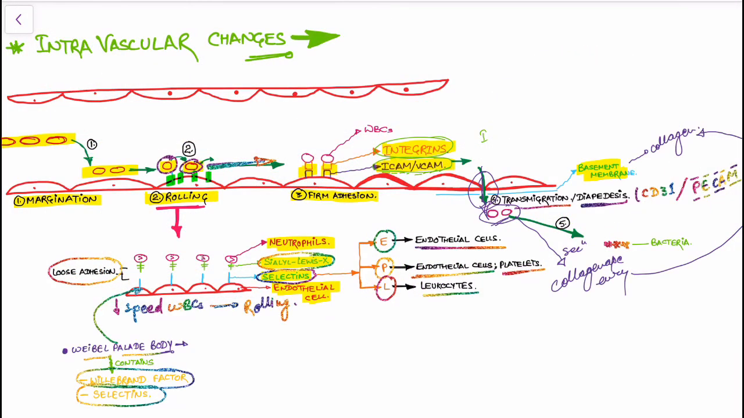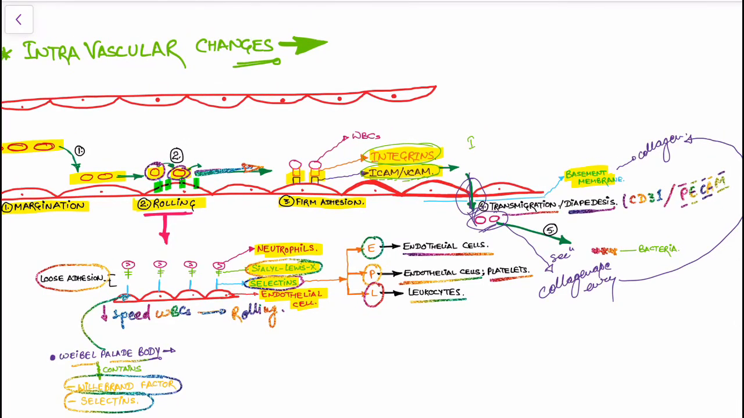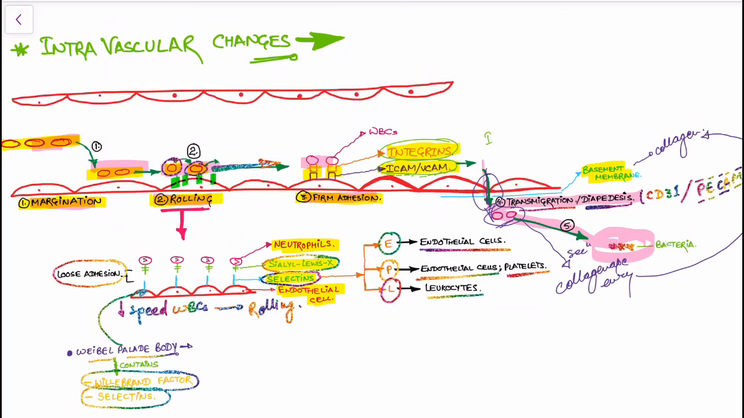And here, friends, we can correlate clinically: if any process among margination, rolling, firm adhesion and transmigration or diapedesis is not occurring properly, the patient has recurrent and repeated attacks of infection. Why? Because these neutrophils can't reach the bacteria, and they can't kill the bacteria. So that's why it leads to repeated and recurrent attacks of infections.